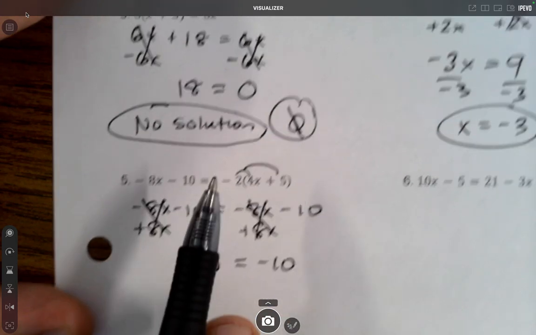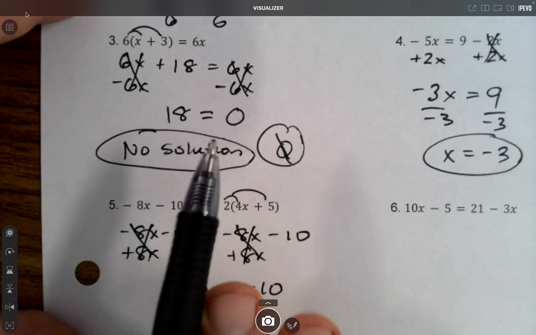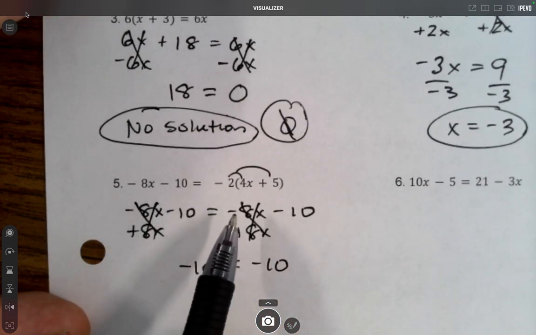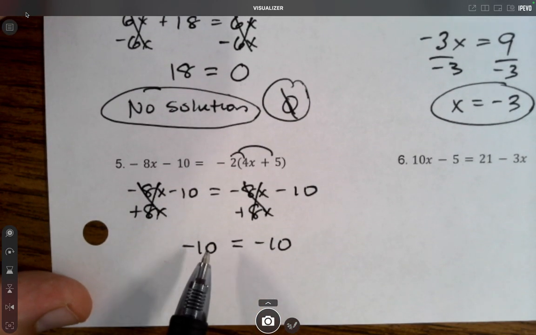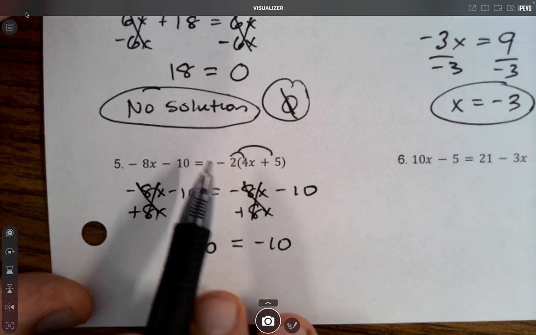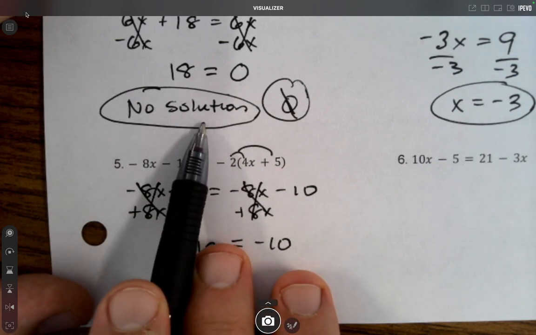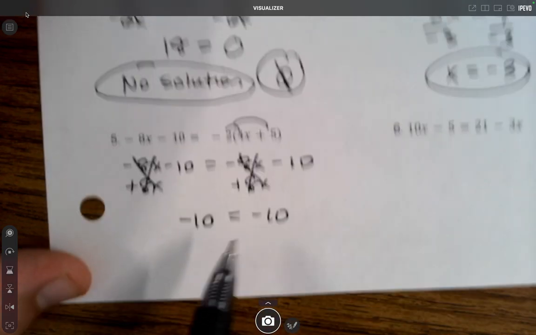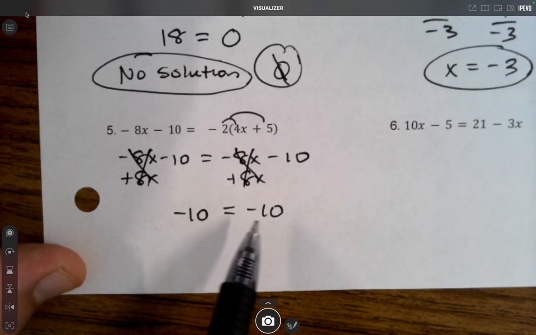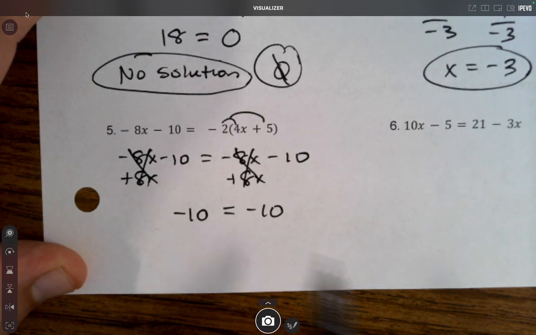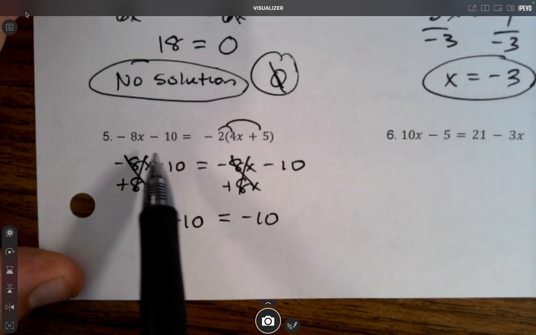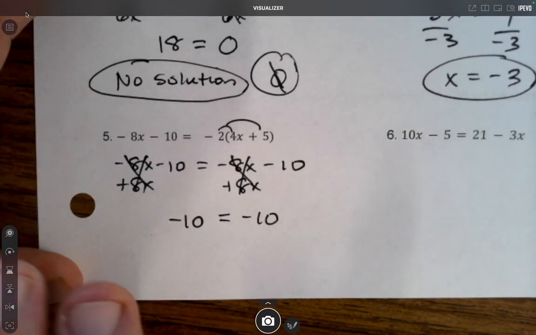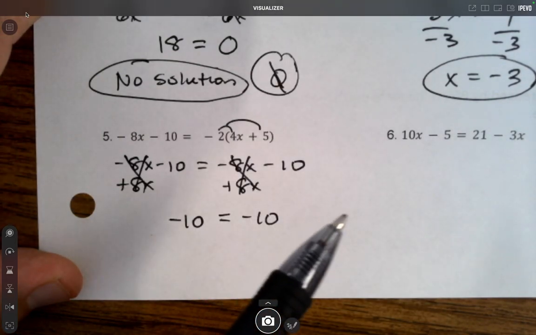So this may feel similar to number 3 up here. It is similar in the fact that the variables disappear. However, this time we ended up with a true statement. We had to say no solution on number 3 because 18 does not equal 0. Not ever. But negative 10 does equal negative 10. So we have a true statement here. And what that means is this equation would work for any value of x you can imagine.